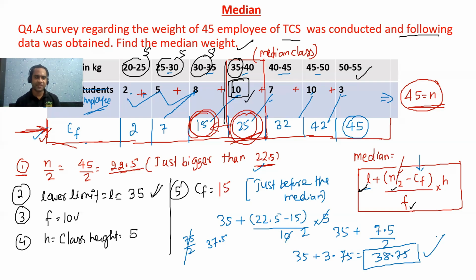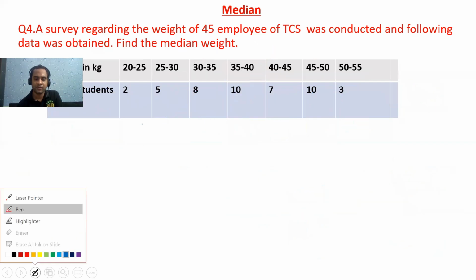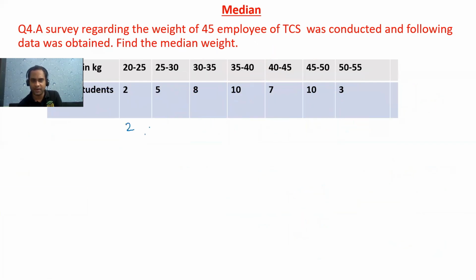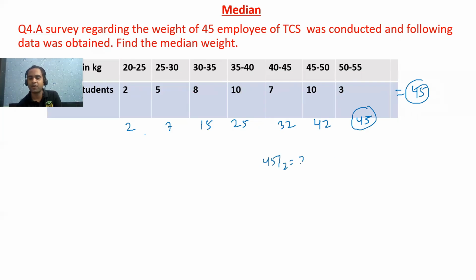Okay. So friends, questions like these are coming in TCS from the statistics topic, and there are a lot of questions coming from statistics. So do not think this is very tough. I will tell you. If you understood this, then erase everything, right? Cumulative frequency, just write down here only 2, 7, 15, 25, 32, 42, 45. So n, this total will be nothing but 45. So 45 by 2 will be 22.5.